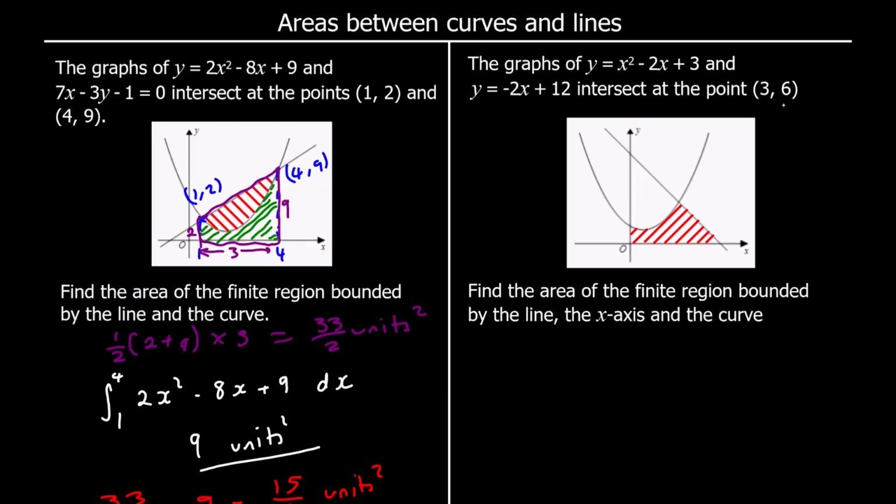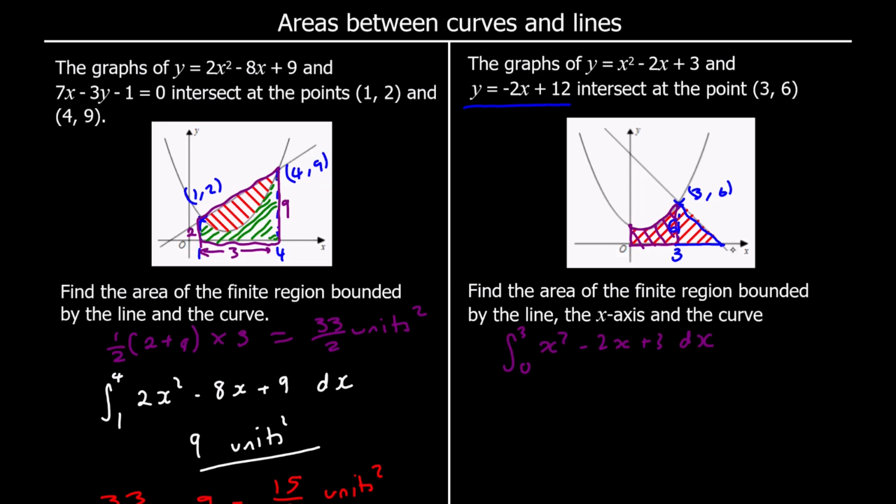Again, we've been given the intersection at (3, 6) here. So we know this is 3. If we found the area under the curve between 0 and 3, so if we did the integral between 0 and 3 of x squared minus 2x plus 3 with respect to x, that will give us part of the bit we need. It'll give us this purple bit. We also want this triangle here. We know it is 6 tall.